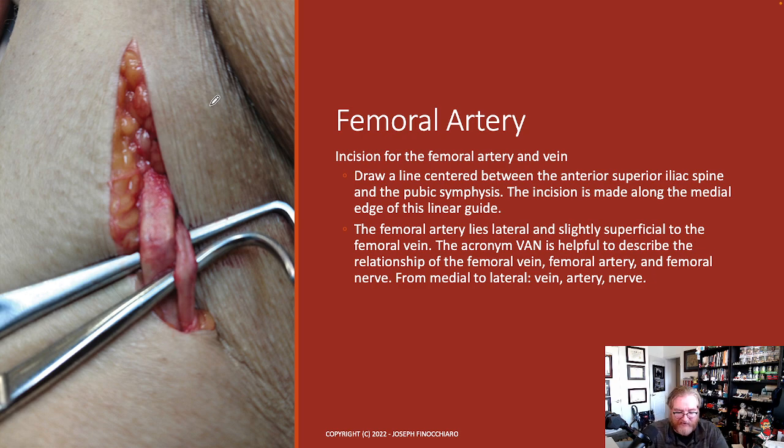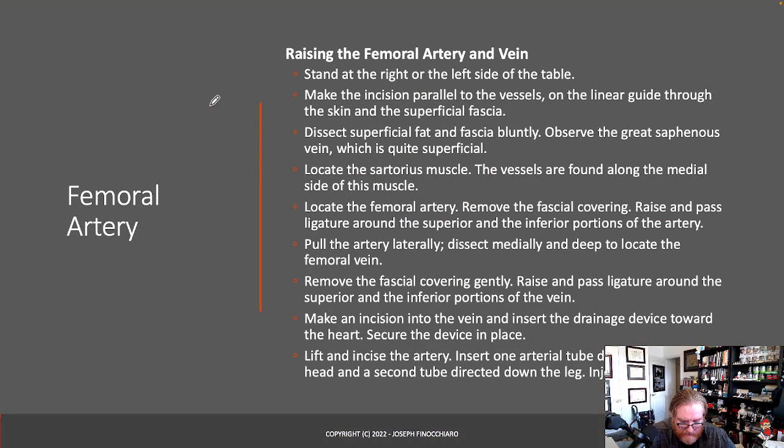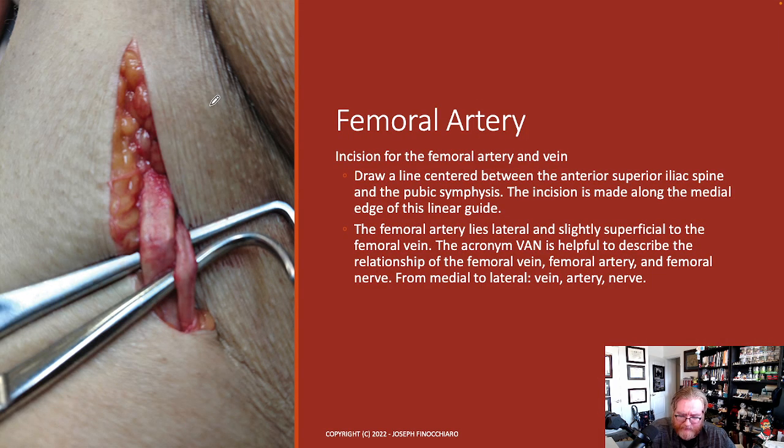This gives you the incision for the femoral artery and vein. Draw a line between the anterior superior iliac spine and pubic symphysis, and then make the incision along the medial edge of the linear guide. You had AVN before, now you have VAN, starting with the vein, then the femoral artery, and then the femoral nerve. So from medial to lateral, it goes vein, artery, nerve. If you're in the neck, it's artery, vein, nerve. Or artery, nerve, vein, ANV.